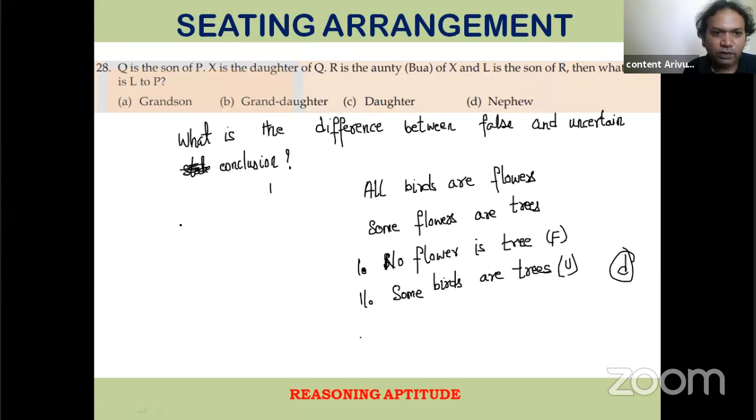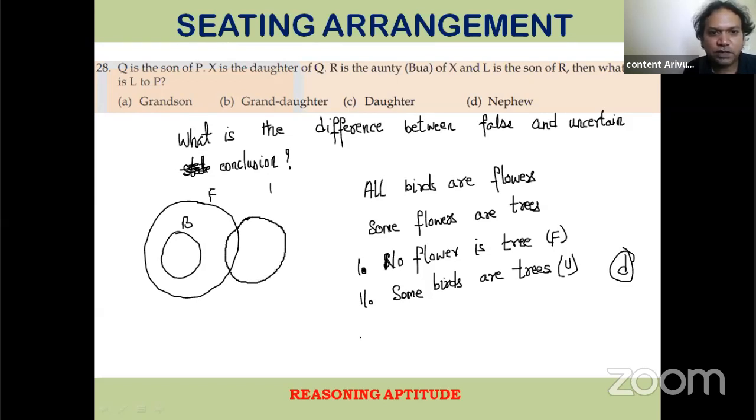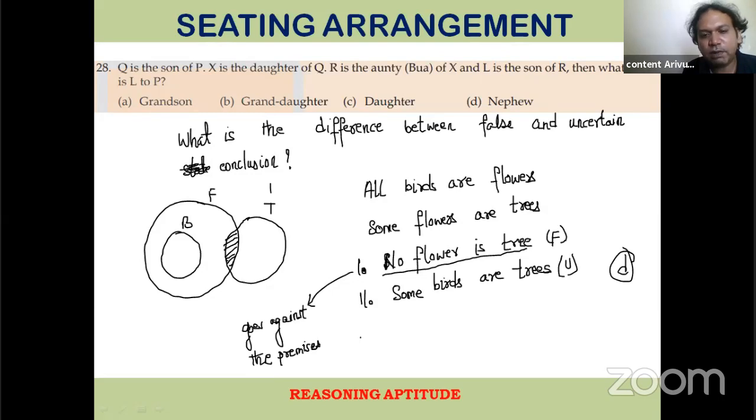Now, the reason why it is false, let's look at this. Let's make a diagram here. All birds are flowers, so birds are inside flowers. And some flowers are trees, so flowers and trees have an overlap. Now the first statement is telling you that no flower is tree, but we know from the diagram 100% some flowers are trees, right? So this statement goes against the premises.